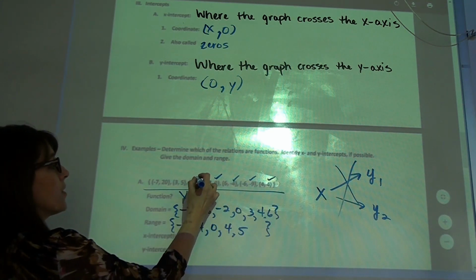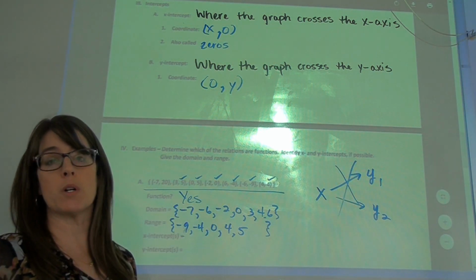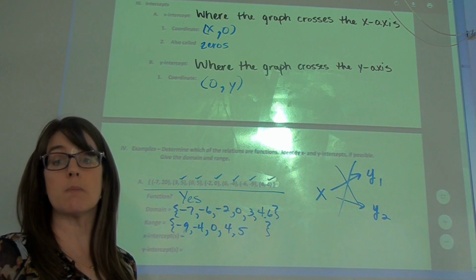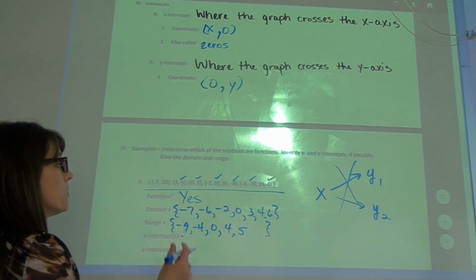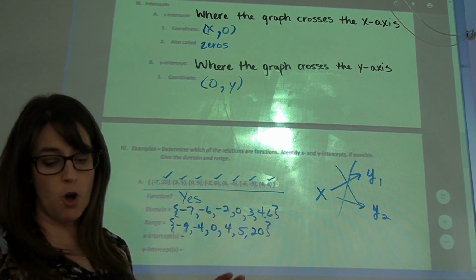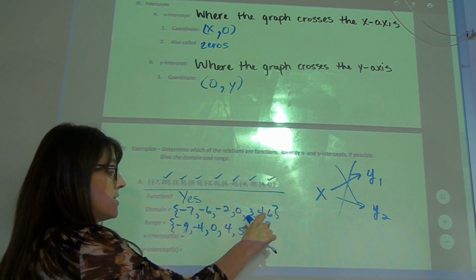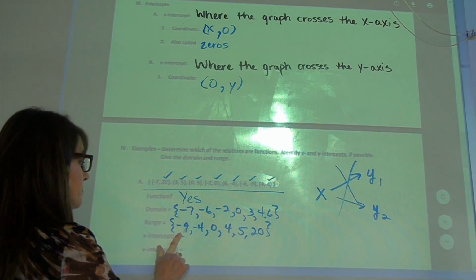Now notice the 5, there are 2 of these. I don't need to list them twice. You only need to list it once, because we don't care how many times it shows up, just that it does show up. So I'm going to only list the 5 once, and then finally the 20. So there's my range. This is all of the outputs, all of the numbers that will come out when these numbers are put into the function.